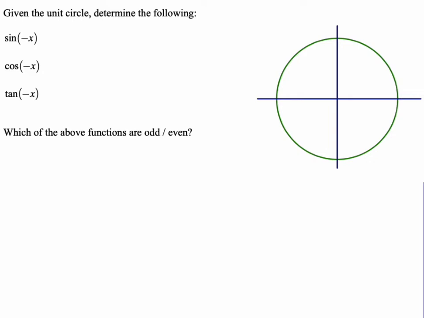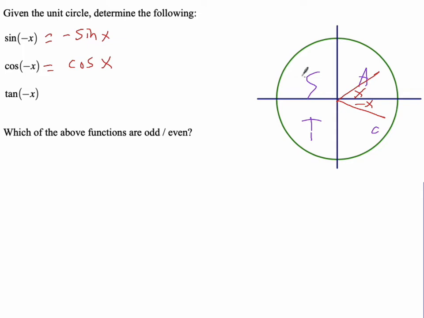Let's look at a couple more identities. These identities you can get from the unit circle pretty easily. Let's draw this in CAST. So for sine, let's say we have an angle x here, then negative x is down here. One's positive, one's negative, so this is the opposite, negative sine x. For cosine though, they are the same, so that's equal to cosine x.